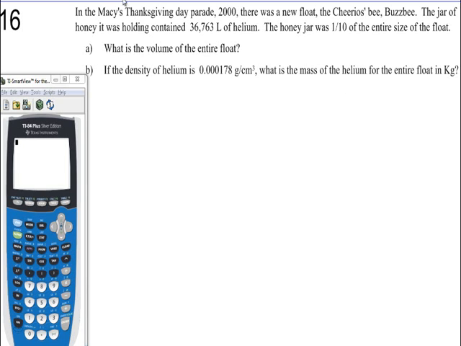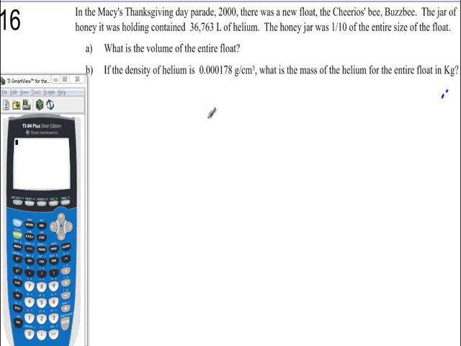Okay, so in this podcast I am recording how to do the problems in the density problem set, and I am doing type 2 and 3 problems with the assumption that if you can do type 2 you can also do type 1. I am on page 16 in the Unit 2 packet, working on problem number 16. In the Macy's Thanksgiving Day Parade in 2000 there was a new float called Cheerios Buzz Bee.